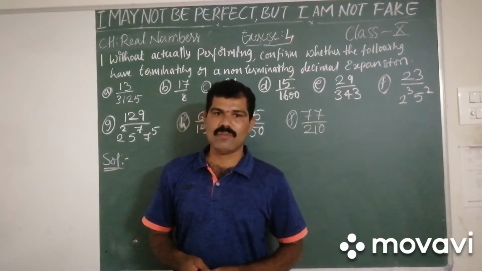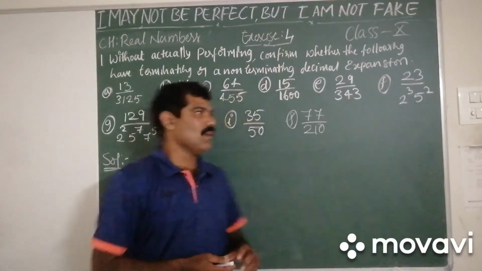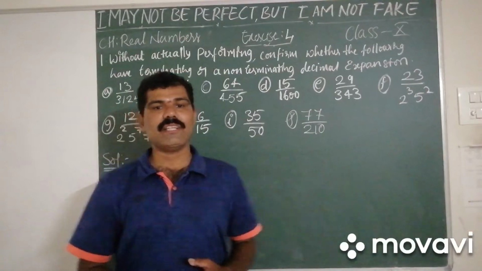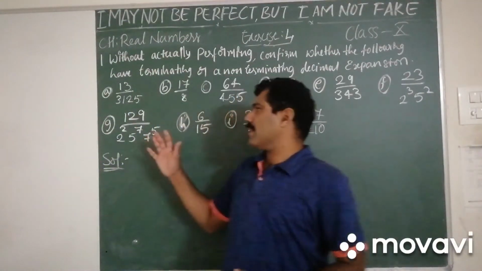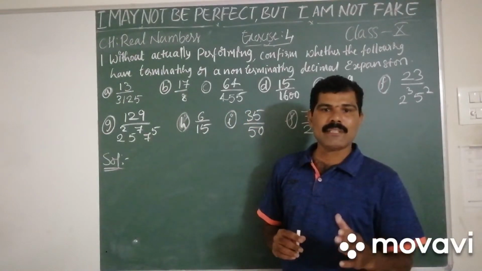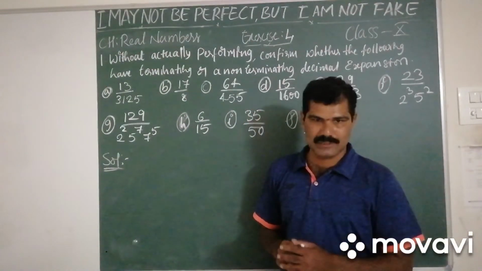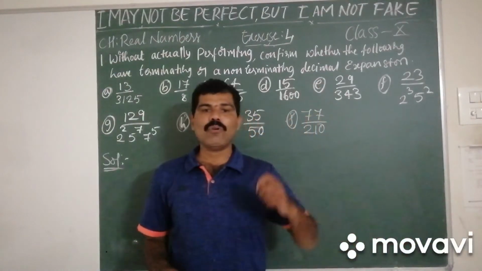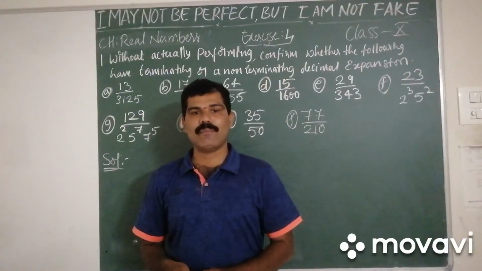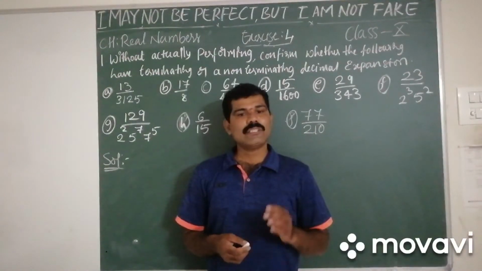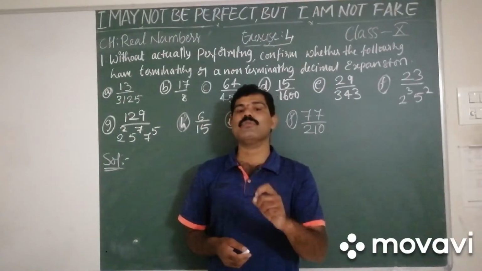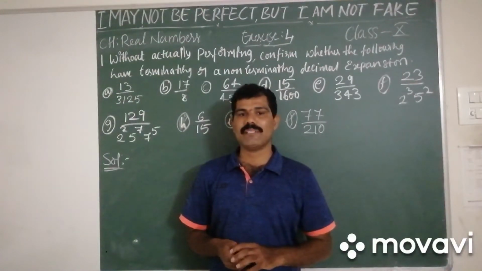Today we are going to solve the first problem from the fourth exercise of the chapter Real Numbers of class 10. What exactly is the question here? We have to find whether the given rational numbers give terminating or non-terminating decimals. How do we know whether a rational number gives a terminating or non-terminating decimal? It's very easy to find.